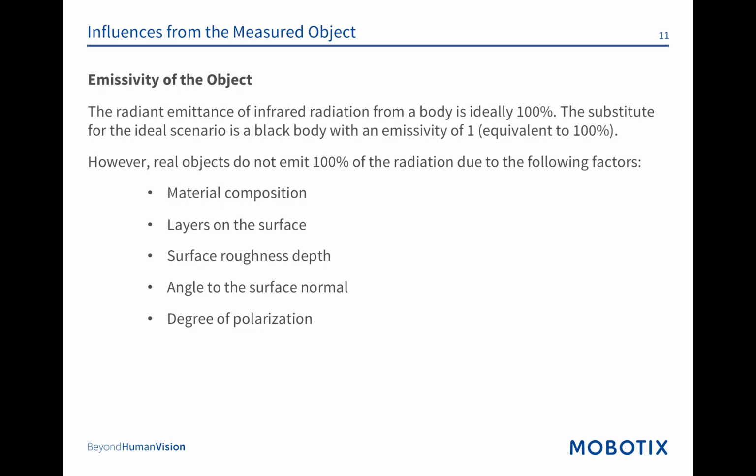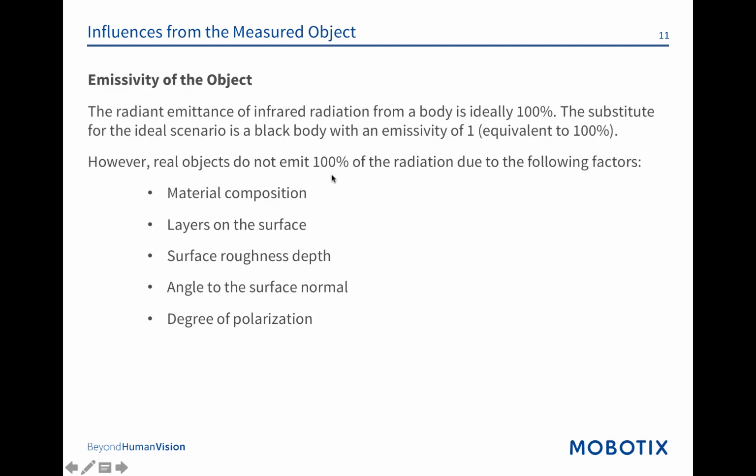So when I've talked about this black body radiation, I've said that this is the ideal concept of a body that is emitting all its energy. Here we say the substitute of the ideal scenario is a black body with an emissivity of 1, equivalent to 100%. However, real objects do not emit all their energy.